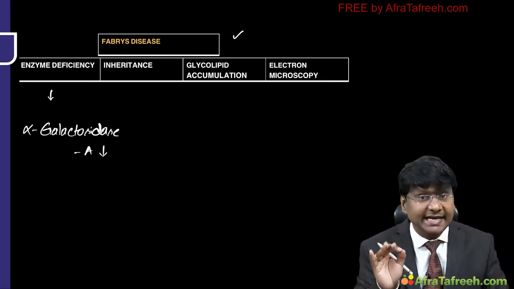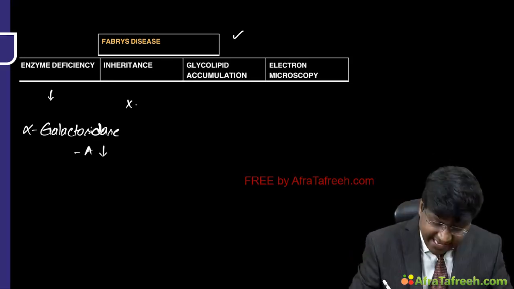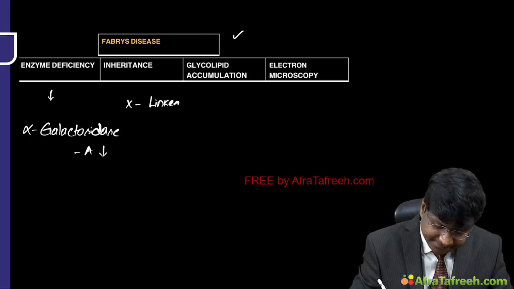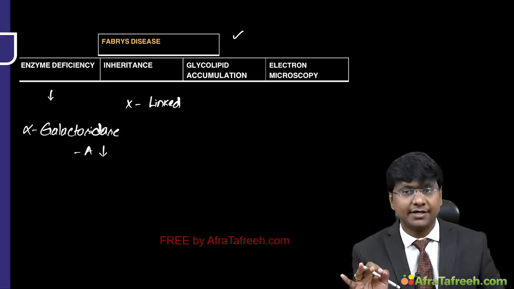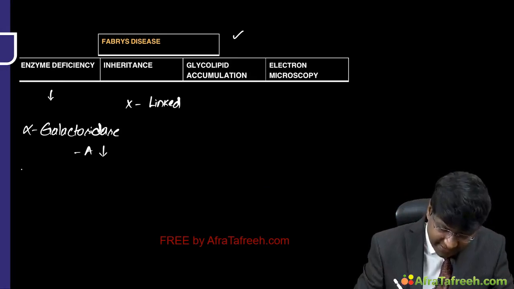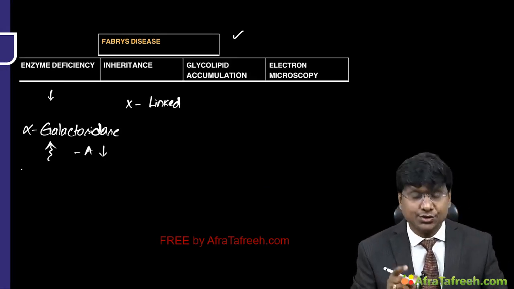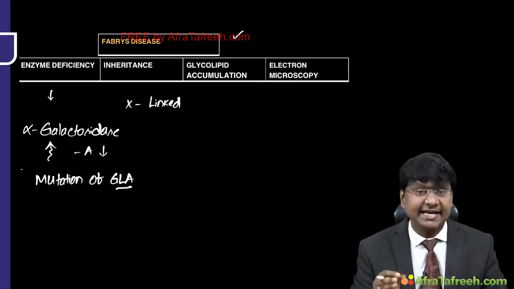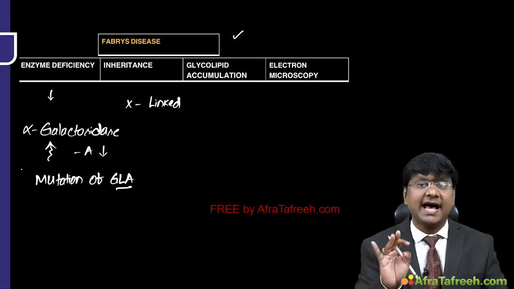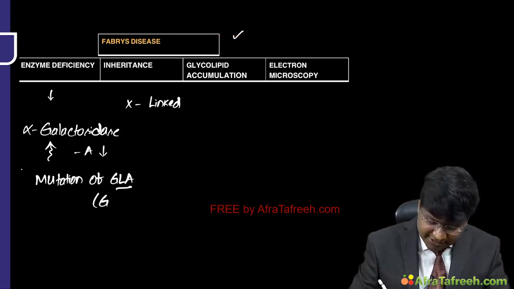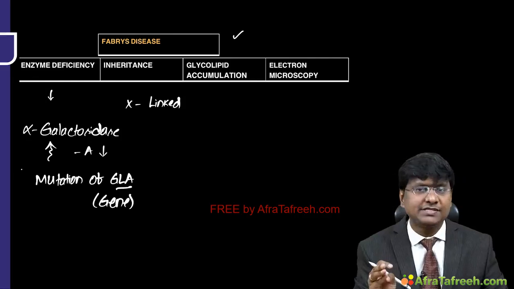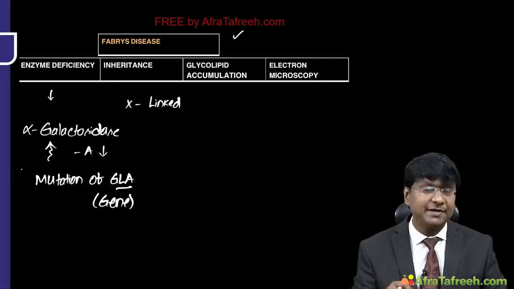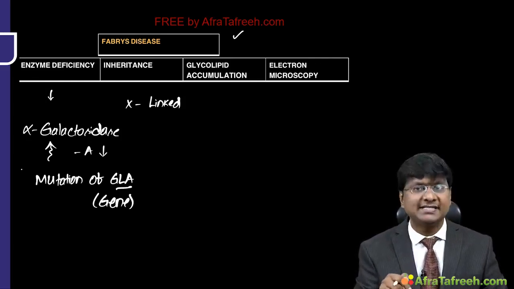Now, this inheritance, if you see, it is an X-linked disorder, right? Now, why will there be this enzymatic deficiency? That is due to mutation of the gene GLA, right? What does this GLA stand for? Galactosidase alpha gene. Right? Mutation of the gene GLA. GLA stands for galactosidase alpha gene. That particular gene mutation is what is responsible for alpha galactosidase A enzyme deficiency.